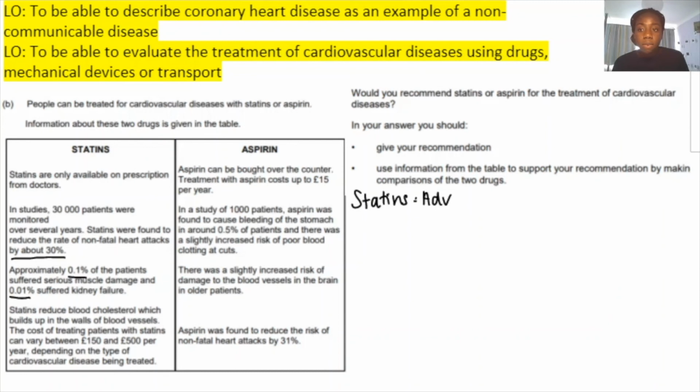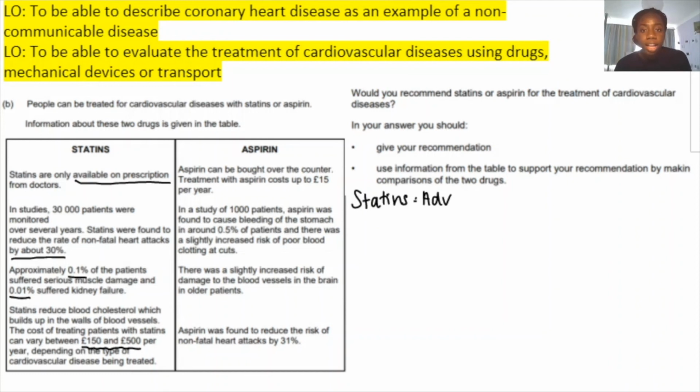In terms of disadvantages, it could be that it's only available on prescription, which means it's a lot less available to the general public, and some people who are at risk of cardiovascular disease might not be prescribed this, so it's kind of a barrier to obtaining it. It's also quite expensive, between £150 and £500 per year, which can add up if you're treating quite a lot of people. Moving on to aspirin.